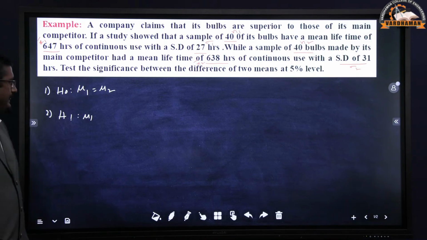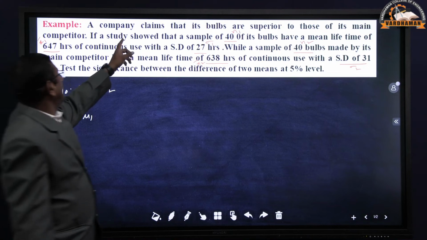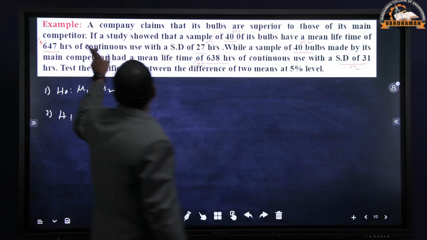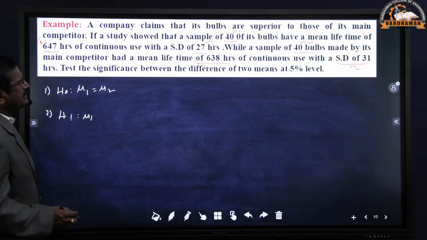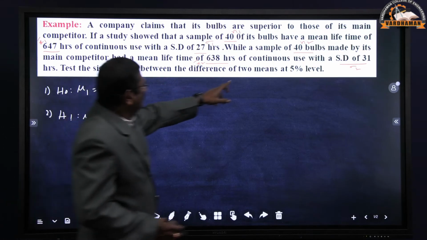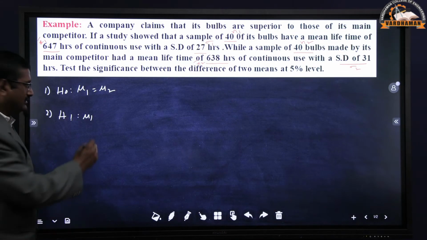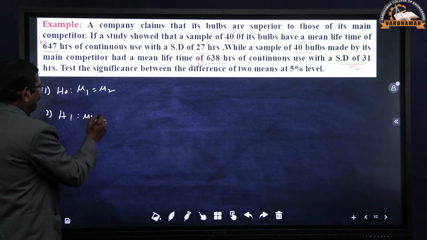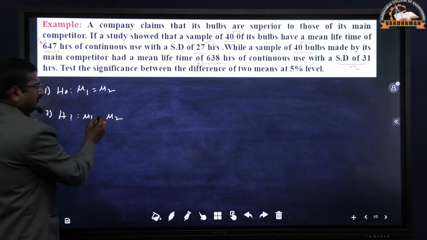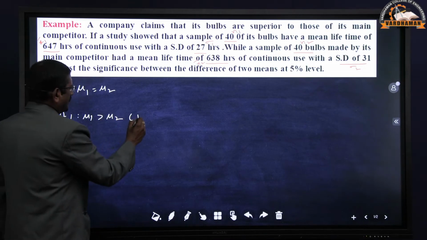I repeat, for the alternative hypothesis, this statement is useful for us: a company claims that its bulbs are superior to those of its main competitor. So who is the main competitor? Who is the other one that you have to observe? The alternative hypothesis is H1: mu1 and mu2, based on the comparison, we can write mu1 is greater than mu2. It is a right-tail test.